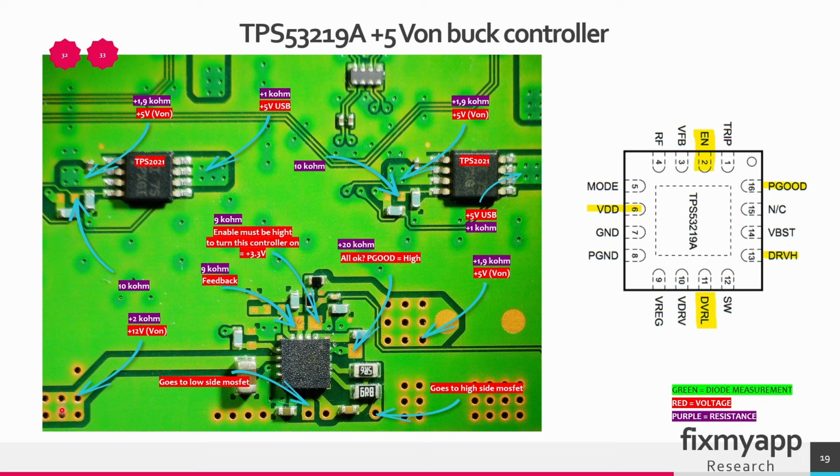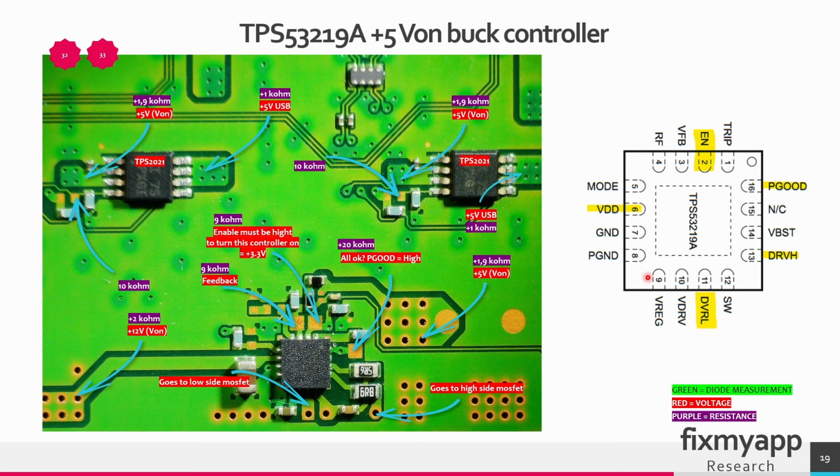Pin 6 is the power supply pin. So this will provide 12 volt for this controller to operate. On pin 2, we have the enable pin. So the enable pin should be around 3.3 volts. When this enable pin is low, it will turn off this buck controller. This is the power good pin. It indicates whether the output voltage is within the specific range. When the output is within range, the power good pin is pulled high.